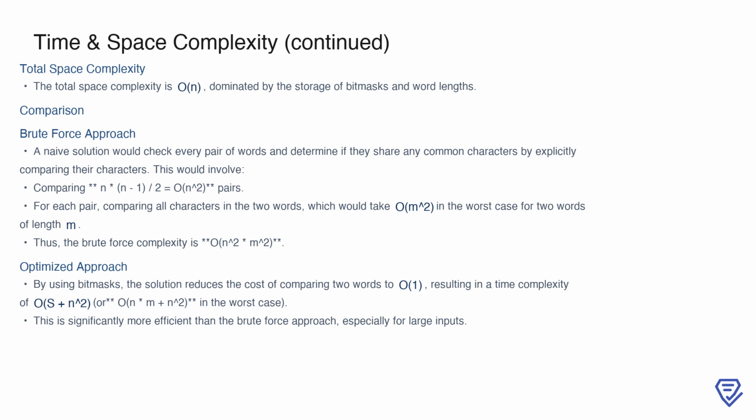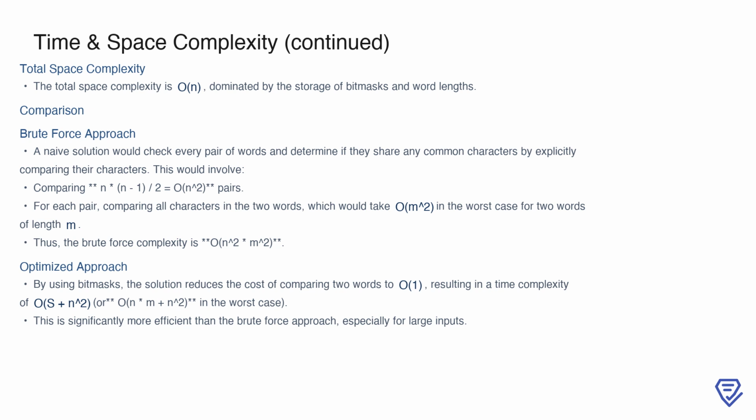To understand why this approach is efficient, let's compare it with the brute force method. A naive solution would check every pair of words and explicitly compare their characters to determine if they share any common characters. This would involve O(n²) pairs, and for each pair, comparing all characters of two words, which in the worst case takes O(m²) for words of maximum length m. This gives the brute force method a time complexity of O(n²*m²).